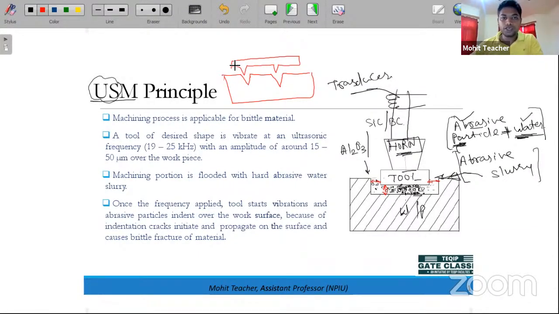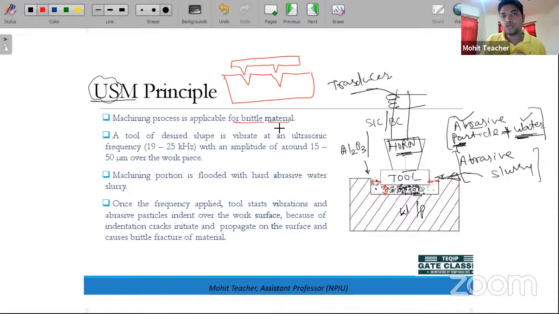Next slide. Okay, so here are some notes that are required, that's why I have written something. This machining process is applicable only for brittle materials. This process is not applicable for ductile materials. The reason is the mechanism for brittle material: the abrasive particle is impinging, or we are creating vibrations. Because of the vibrations, a crack is initiated, and once the crack is initiated, it will propagate because of the continuous vibrations of the abrasive particles.